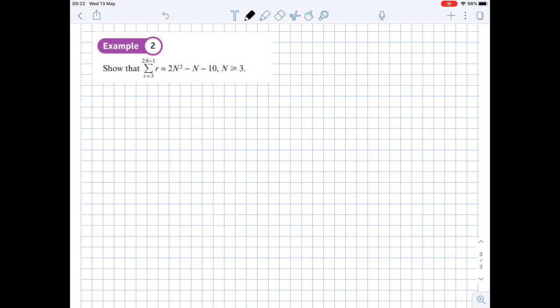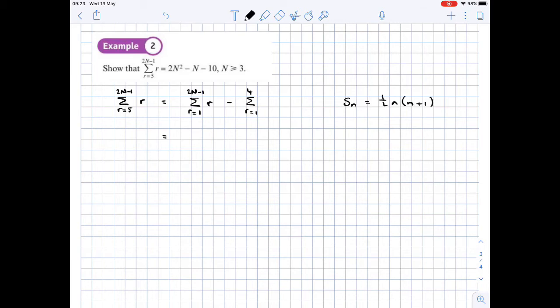Example 2. Here we want to find the sum from the 5th term to the 2n minus 1th term of the natural numbers. Well, this is equal to the sum from the 1st term to 2n minus 1, and from that we're going to subtract the 1st term to the 4th term. And remember, our formula for the sum of natural numbers is a half n brackets n plus 1.